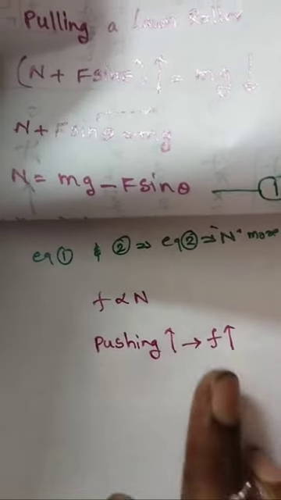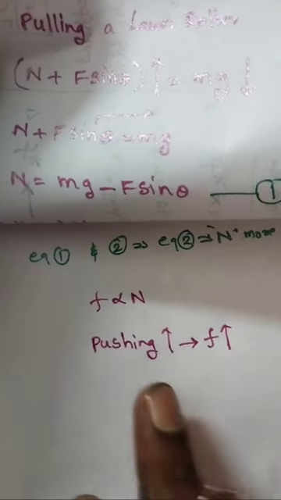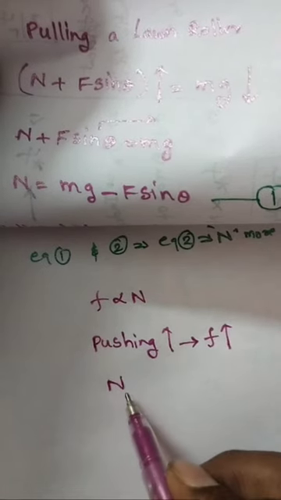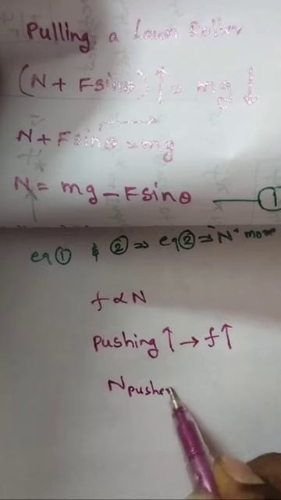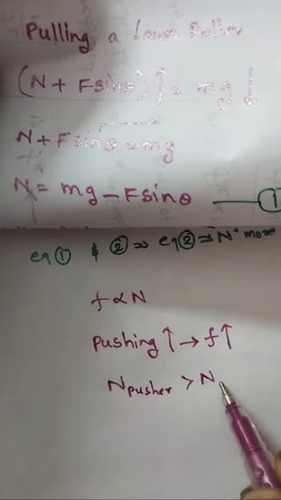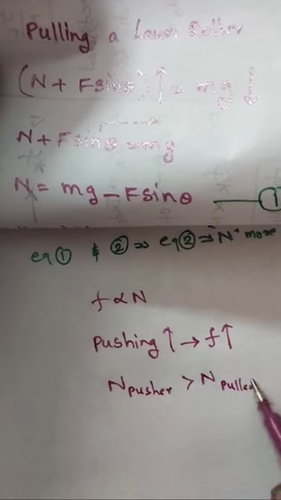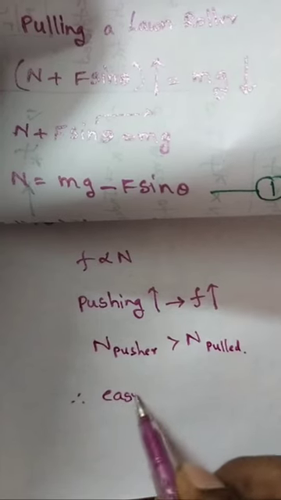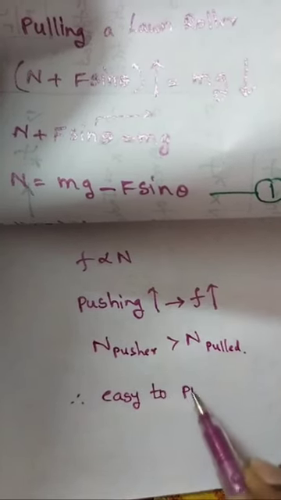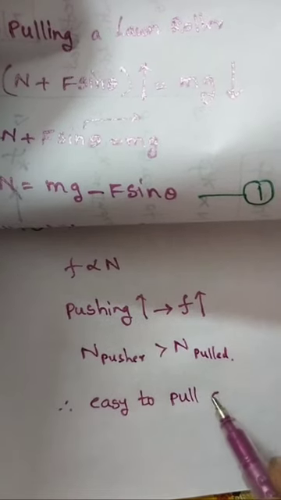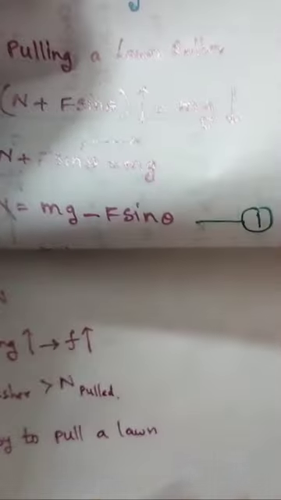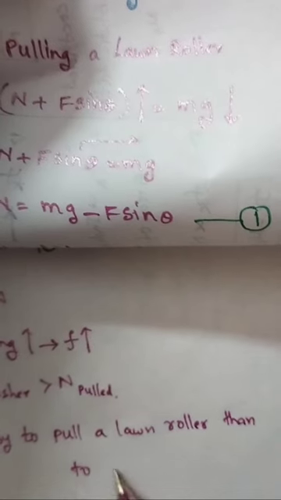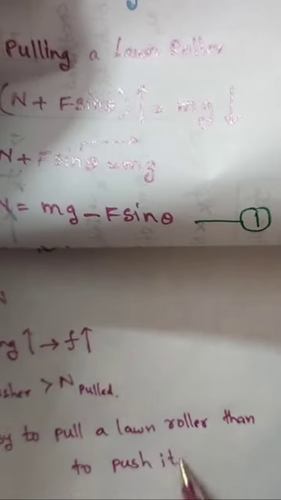Because the frictional force is directly proportional to N, the normal reaction in the pushing case is more than the normal reaction in the pulling case. So therefore, what is the conclusion? Easy to pull, not push. Easy to pull a lawn roller than to push it. This is very important.